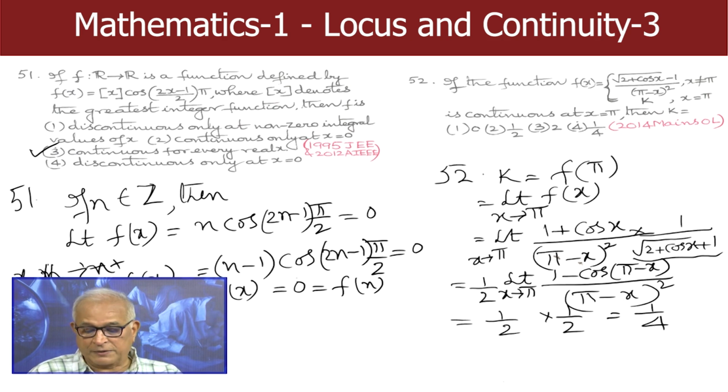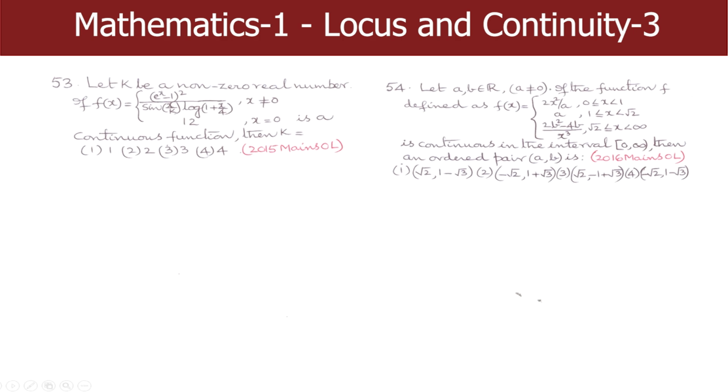The value of k must be equal to 1 by 4 if at all f is to be continuous at x equal to pi. So the last option is the correct answer. Okay. Then next, 53.